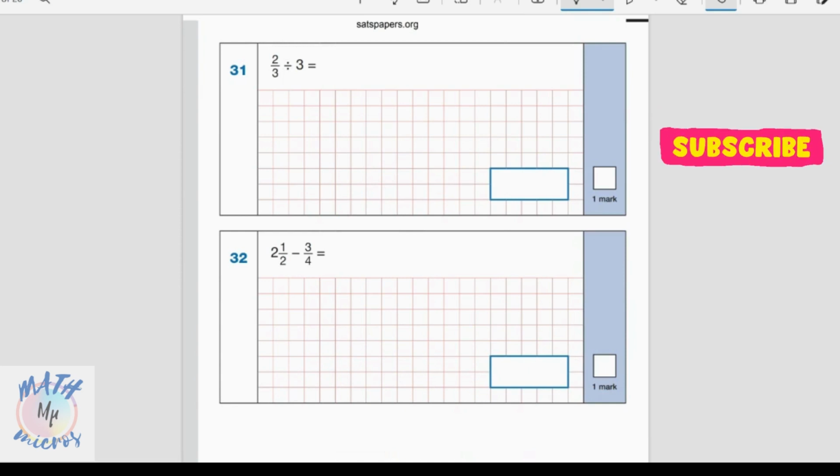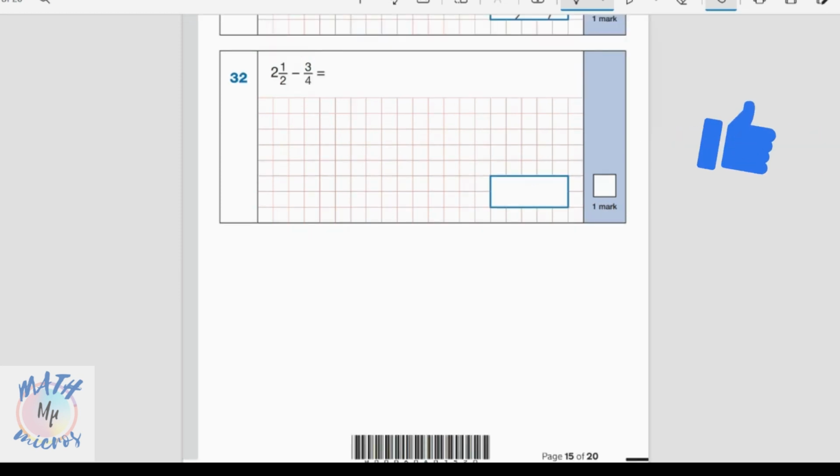2 by 3 divided by 3. So this looks hard, but that's easy. So what you're going to do is put the fraction 2 by 3, and you're going to flip the right side part, which is divide by 3. I'm going to make it into multiply by. If you change the sign, then the number is going to be flipped. So since 3, when it is flipped, becomes 1 by 3. Now it's easier to do. So you multiply the numerator separately and multiply the denominator separately. 2 times 1 is 2, and then 3 times 3 is 9. So 2 by 9 is the answer. 32nd question, which is 2.5 minus 3 by 4.